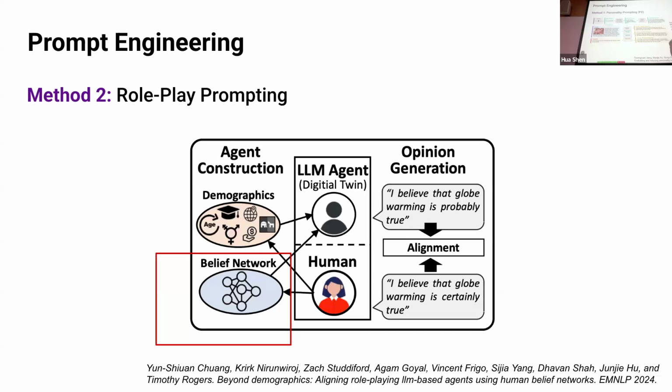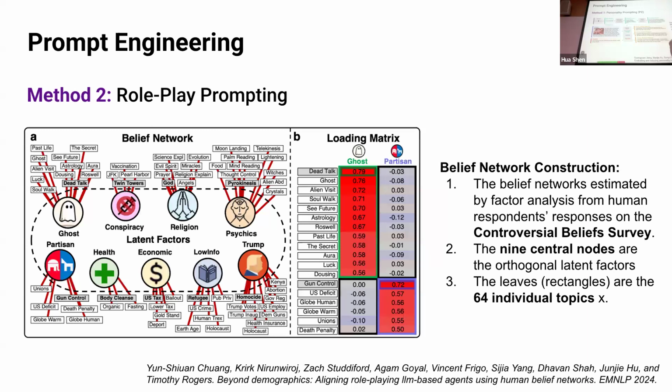And then they also have the leaves, which are these small rectangles. They are the 64 individual topics, such as you can see lightning, witches, aliens, and so on. So basically they are mapping each human's belief on the key factors to the specific social topics. And then they use this way to construct the human's belief network.